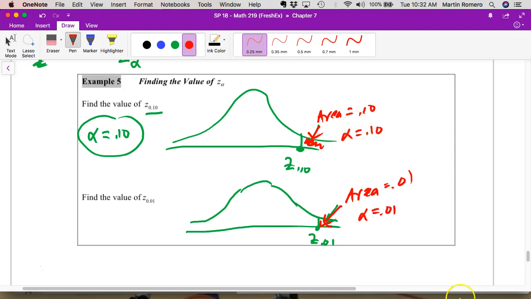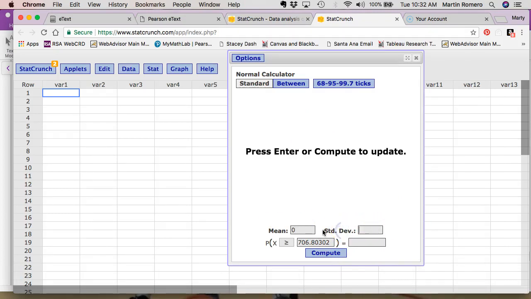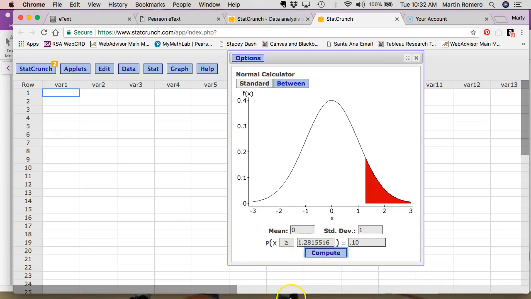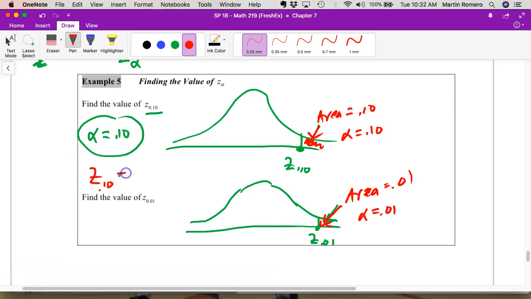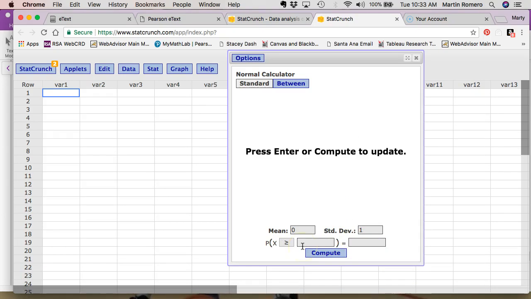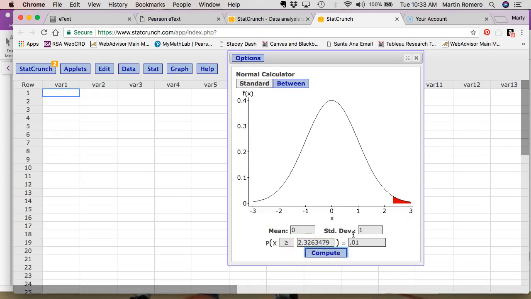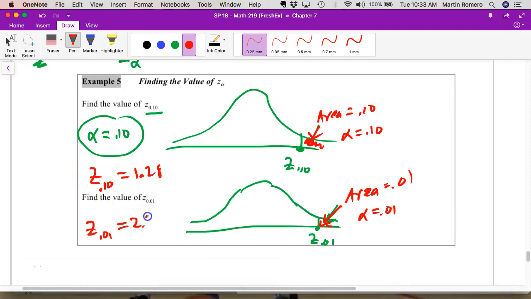And to answer those questions, we just use StatCrunch. What is Z sub 0.10 for that first one? Go here, this is the Z value. Let's go back to mean of 0, standard deviation of 1. Clear this out. We want greater than, to the right, and you just put 0.10 here. Compute, and now you have 1.28. So Z 0.10 is equal to 1.28. That's the Z value right there. What is Z 0.01 equal to? Go back, clear that out, put 0.01 in there, compute, and now you have 2.33. That's it, this would be 2.33. Hope that's helpful.